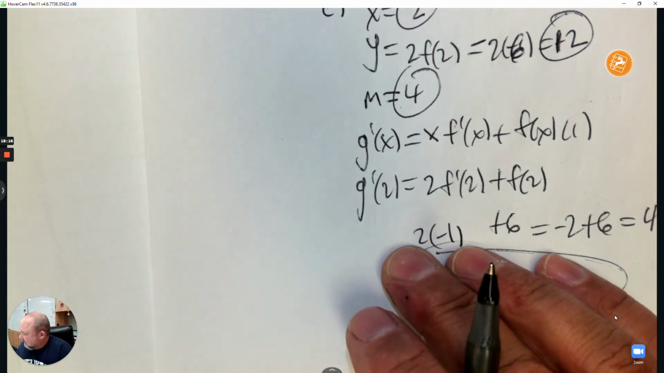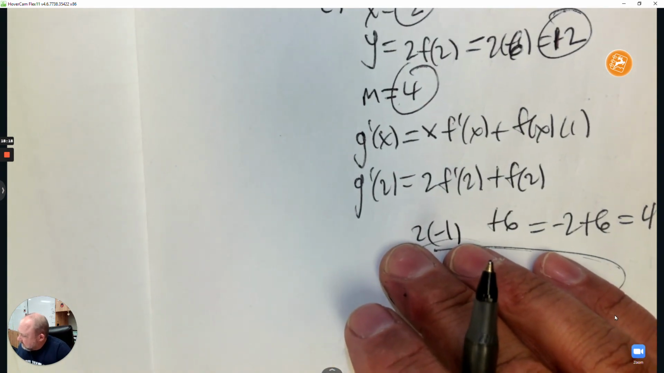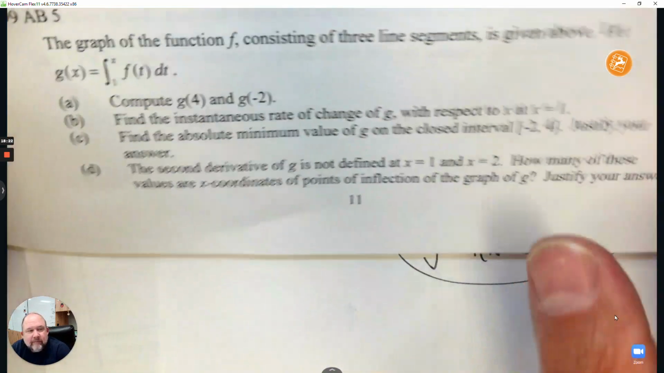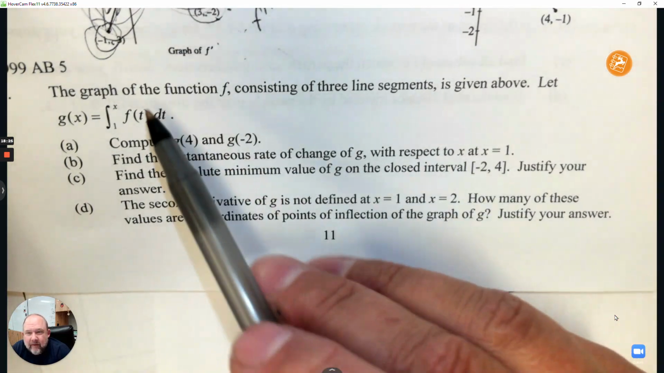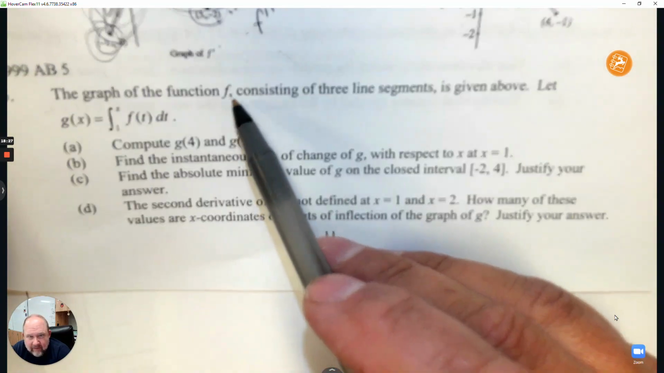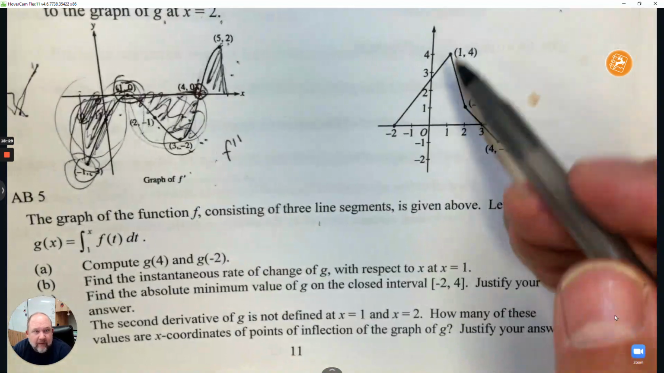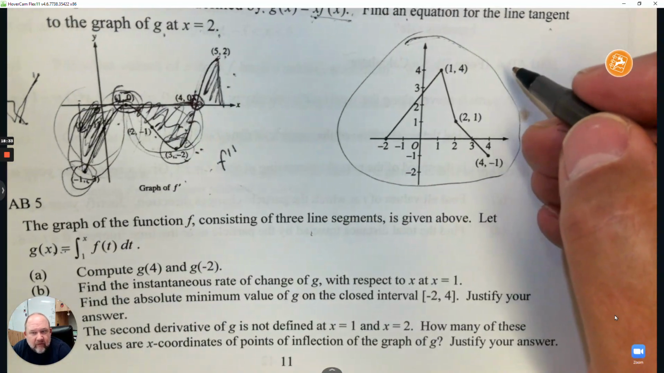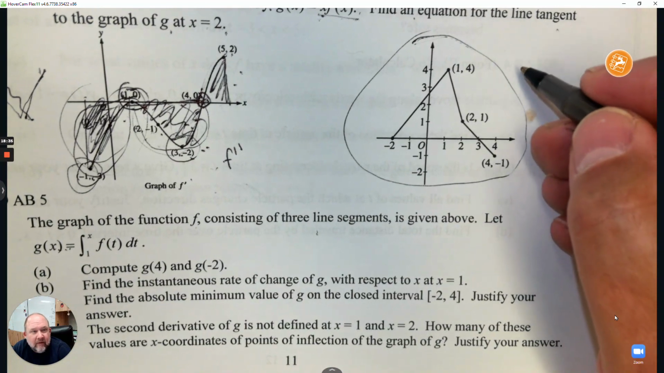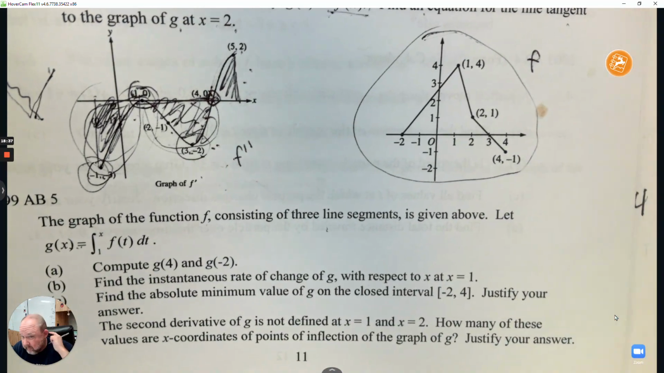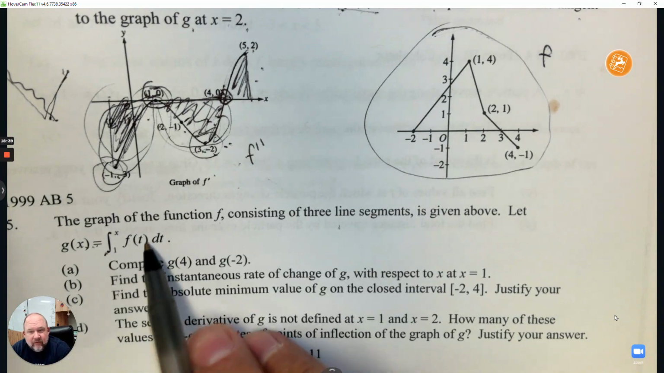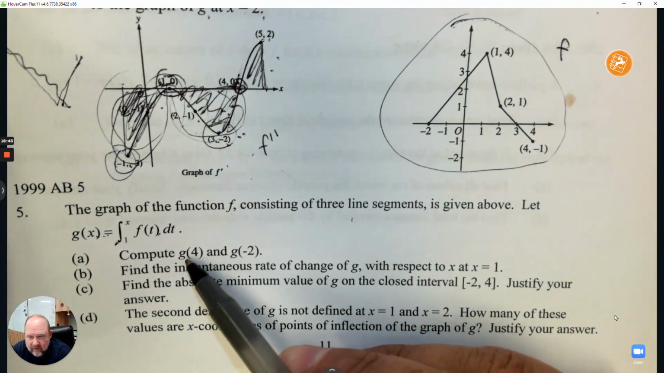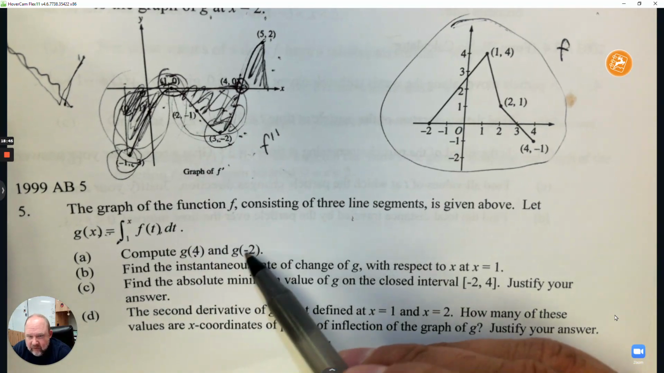All right, we got one left here. The graph of the function f consists of 3 line segments as given above. So this is connected to this question. This is f right here. And then g of x is defined using that. Okay, let's really think through this. So can you find g at 4 and g at -2?